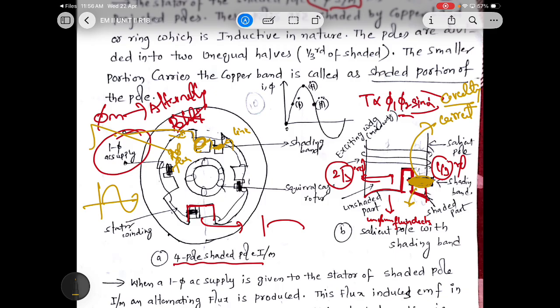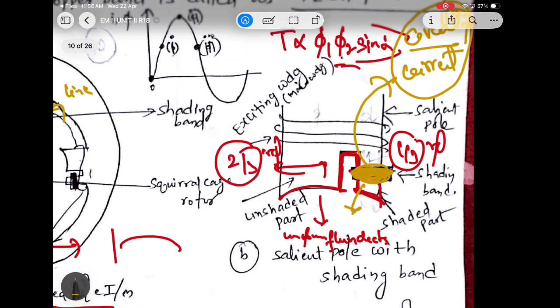And conductor is there. So is there any relative motion or not? Relative motion is generated there. So what happens here? A current is generated. A current is generated where? In the shaded pole.